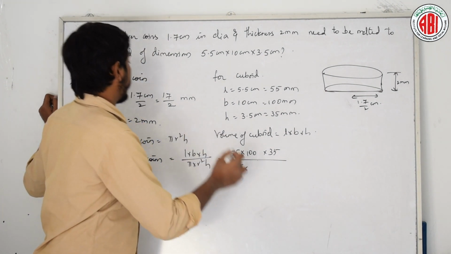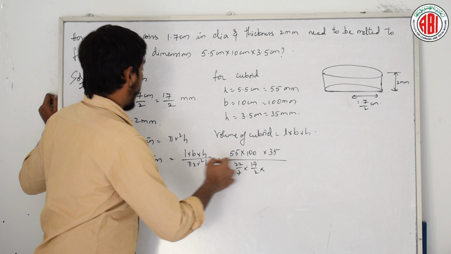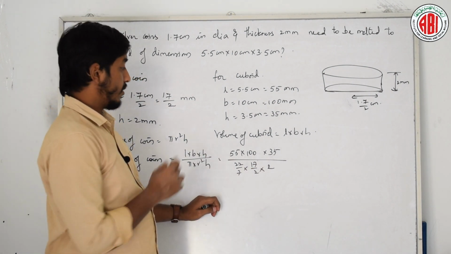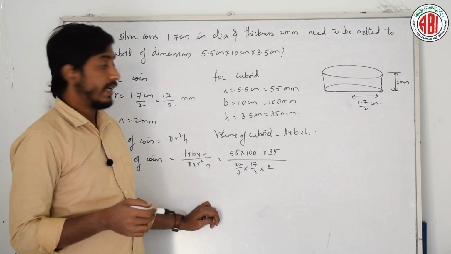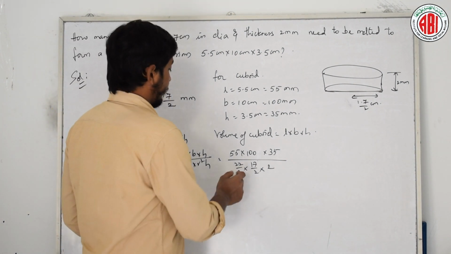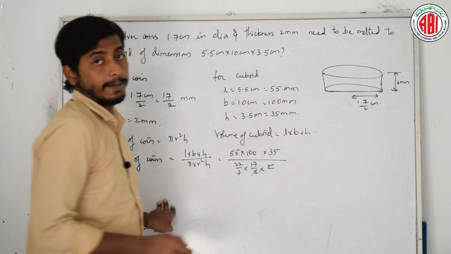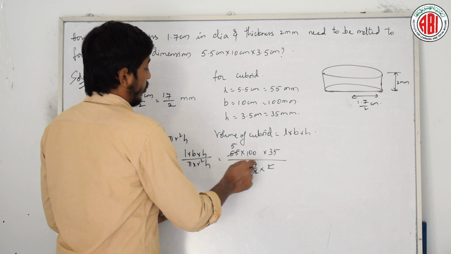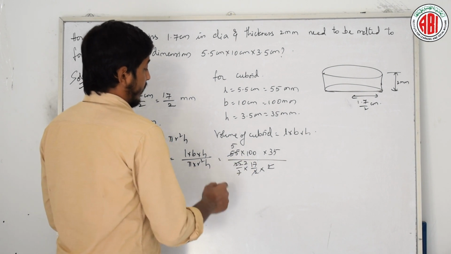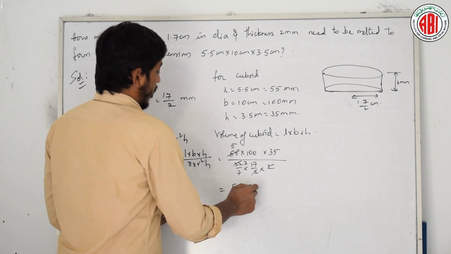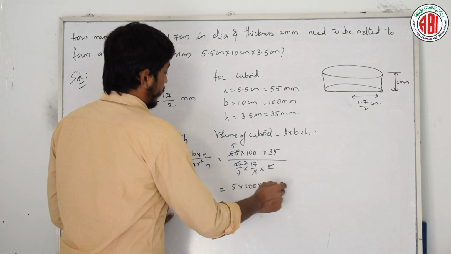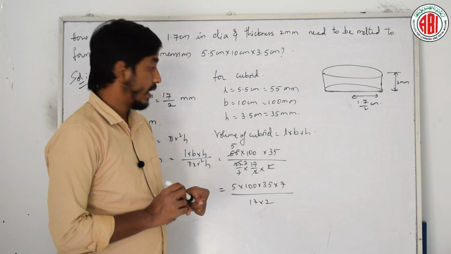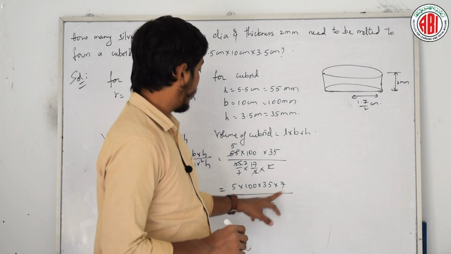Shall we find? Now see here, this is 55 into 100 into 35 divided by 22/7 into what is the radius? 17/2. What is the height? Height is 2. Can you simplify and solve? See here, 2 2s will get cancelled. And the next, 11 5s are 55, 11 2s are 22. Still anything we can do? 5 into 100 into 35 into 7 by 17 into 2. Just solve and tell me what do we get?